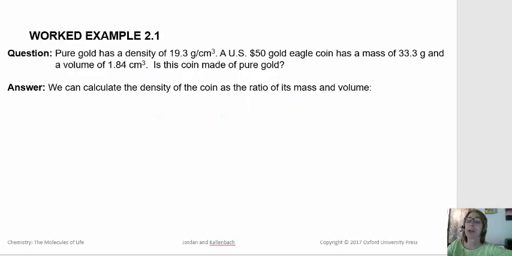So let's put this formula of density to the test. Let's apply it and solve this worked problem 2.1. Pure gold has a density of 19.3 grams per centimeter cubed. So here's our unit of mass per volume for density. A US $50 gold eagle coin has a mass of 33.3 grams and a volume of 1.84 centimeters cubed. Is this coin made of pure gold? So pause the video and see if you can figure this out.